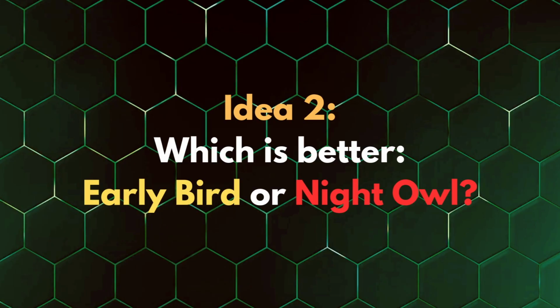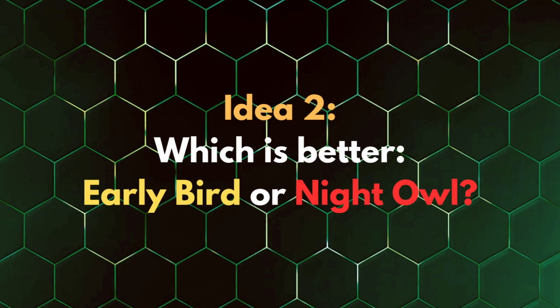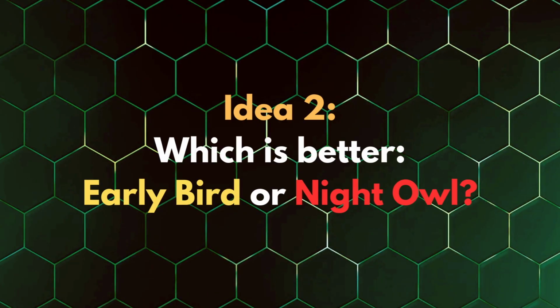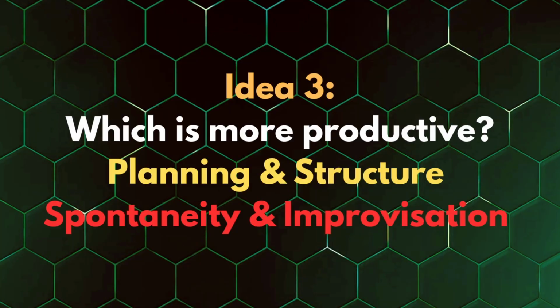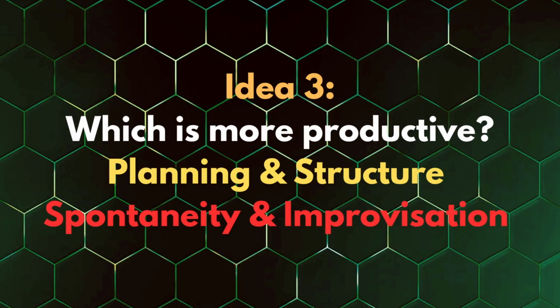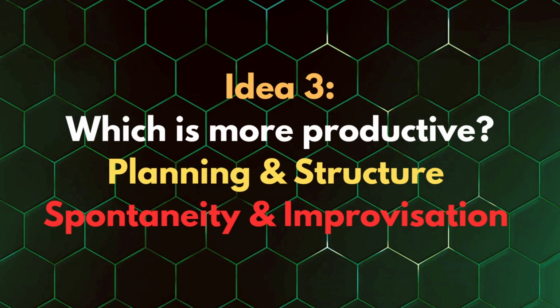Idea 2, whether you're naturally a morning person or evening person, construct a detailed case for why the opposite schedule is actually more beneficial for productivity and well-being. Idea 3, if you typically prefer structure and planning, argue for the benefits of spontaneity and improvisation. If you're naturally spontaneous, make the case for detailed planning and organization.